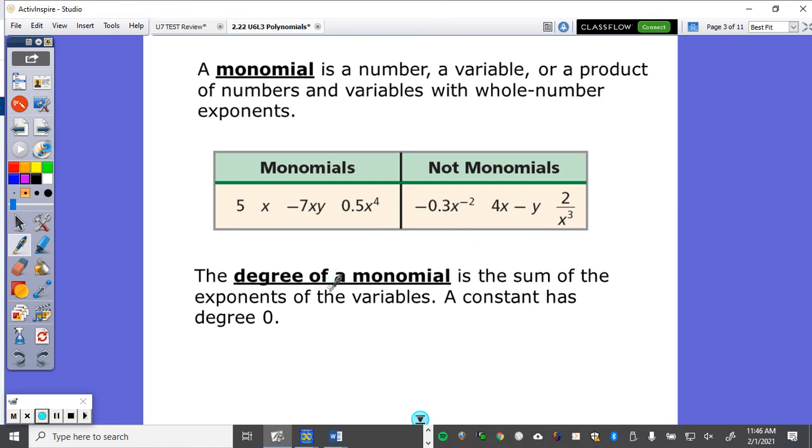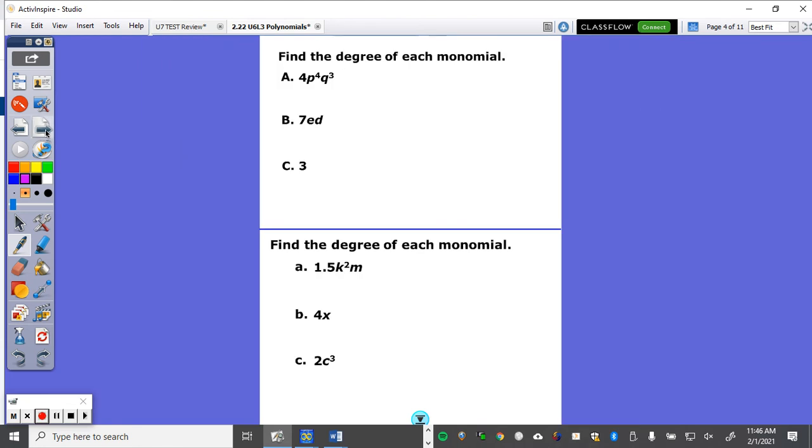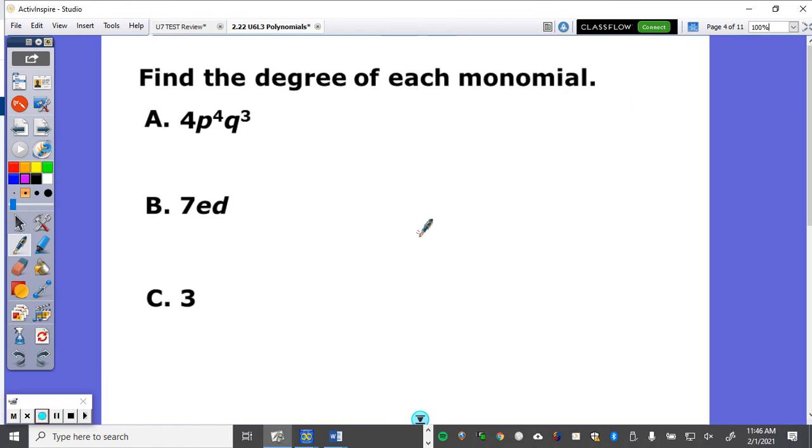The degree of the monomial is the sum of the exponents, and we'll talk about that here. If I'm looking for the degree of this monomial right here, I am only adding the exponents that are attached to the variable itself. So the degree for this one is going to be 7. The degree for this one is going to be 2. That's right, we assume that it's a 1 if there is not a number written.